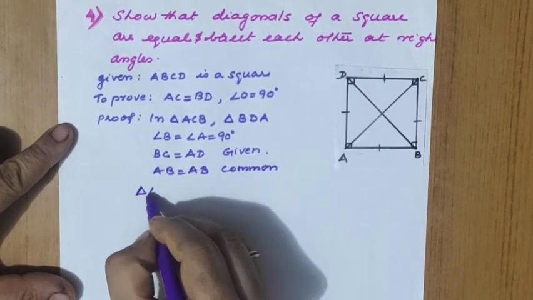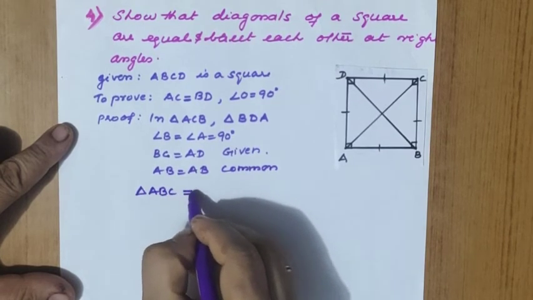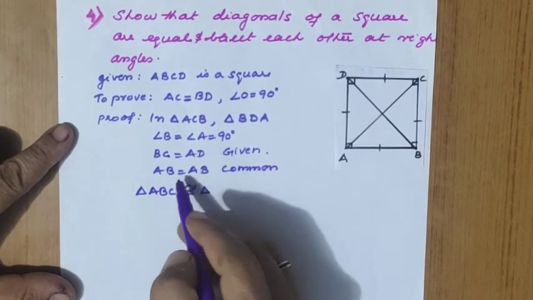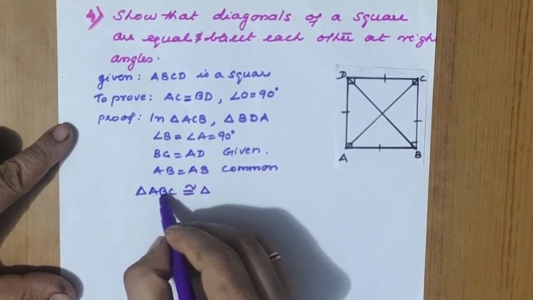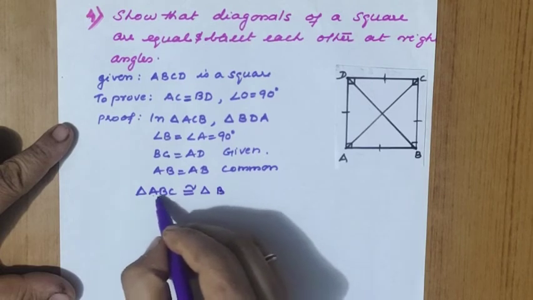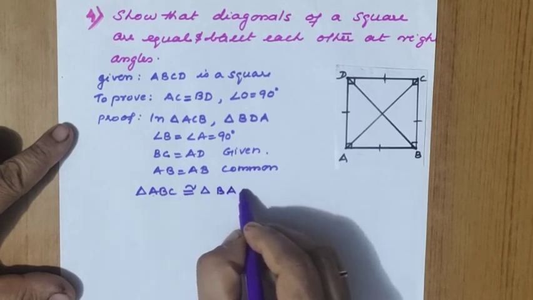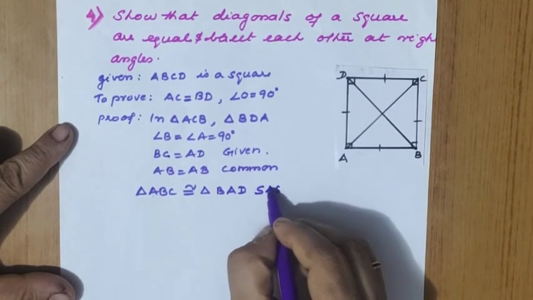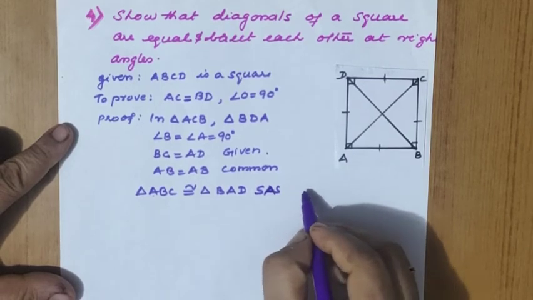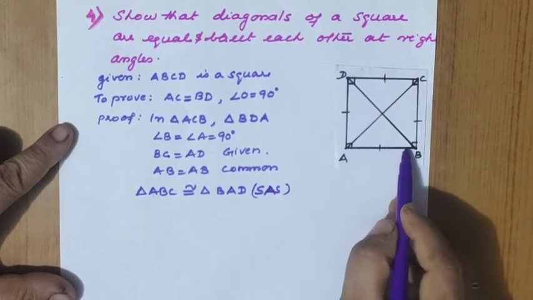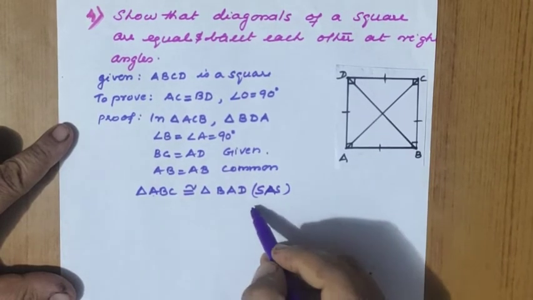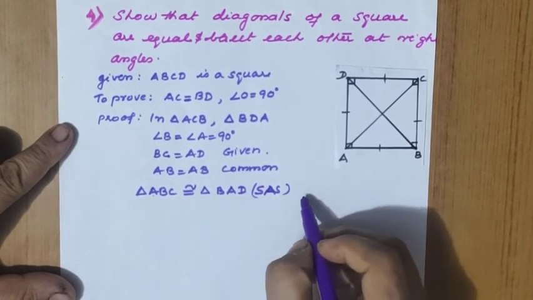So triangle ABC is congruent to triangle BAD. In place of A we have to write B, in place of B we should write A, and the remaining letter is D only. So by SAS criteria, because many times we have explained the same criteria: first side, then the second side, and the equal included angle. So by SAS criteria, these two triangles are congruent.